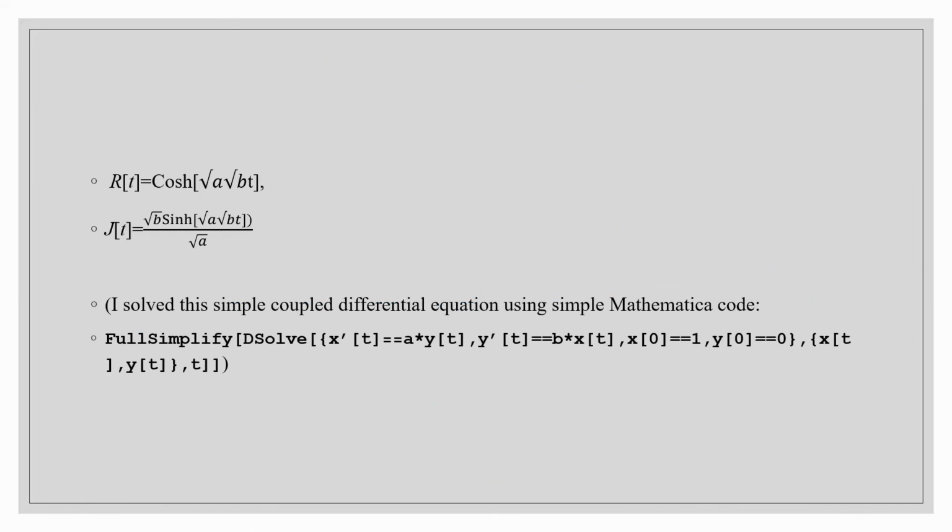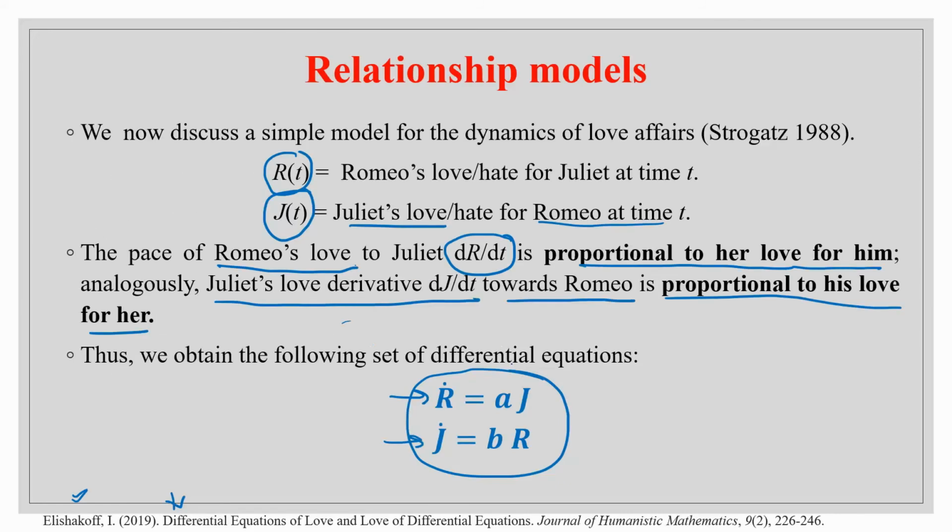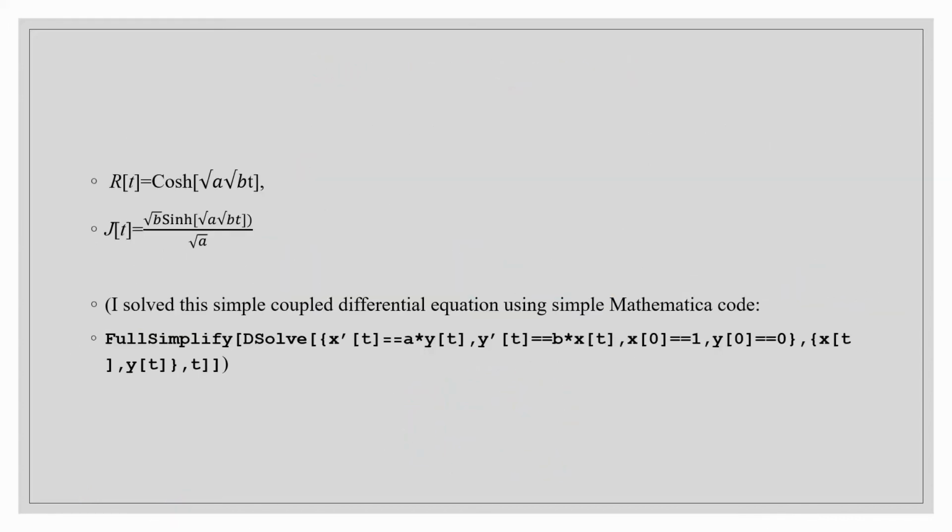Now our task is to solve this differential equation and interpret what is happening in their relationship. So I used this code. Obviously you can solve it by hand also, but since we also want to do the simulation, I used this code in Mathematica to solve the differential equation, and you can see I am getting this solution. Romeo's love is hyperbolic and Juliet's love is also hyperbolic, which means exponential.